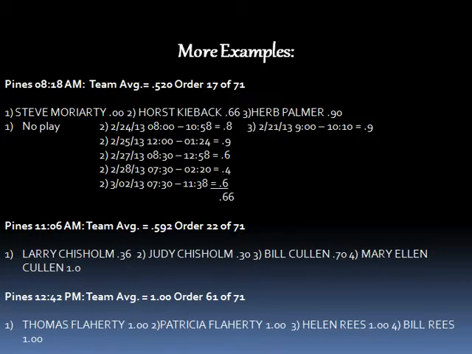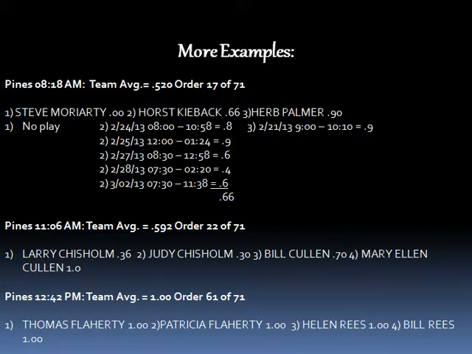In the case of this one, he missed it by an hour and a half, but he only gets a 0.9 for it. On 2:27, you'll notice that he asked for 8:30, got 12:58, missed it by 4 hours, so he gets a 0.6. And on the 28th, he asked for 7:30, got 2:20, not very good, so he only got a 0.4. And then on the 2nd, he asked for 7:30, got 11:38, missed it by 4 hours, so he got 0.6. Summing that up, dividing by 5, comes to 0.66. And then if we move over to Mr. Palmer, you'll notice that he asked for 9, he got 10, missed it by an hour, he gets 0.9 points.